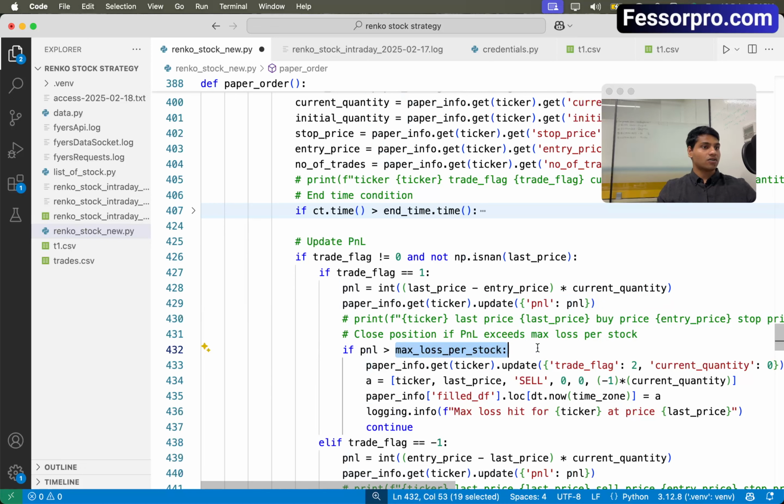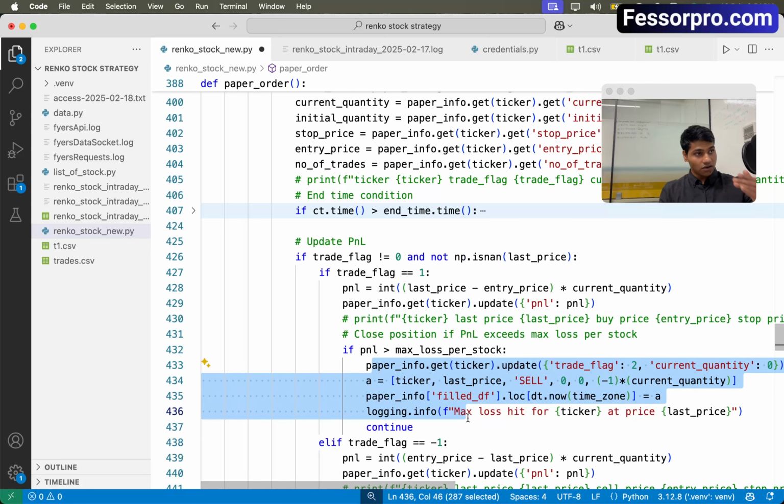I'll write a simple condition that if my PNL is greater than the max loss per stock, and remember, the max loss per stock is 500, so if it breaches more than 500, we will simply close the position. When I say close the position, I mean I'll update the data in the paper info variable, write the data to the CSV file, and in my real info function, I will place the order. I'll call the function exit position. I'll show you in a few minutes.